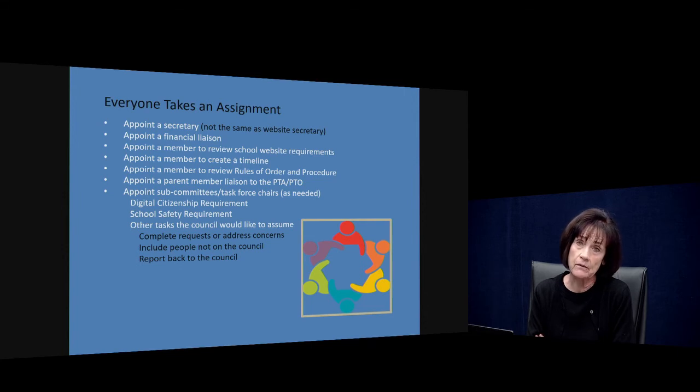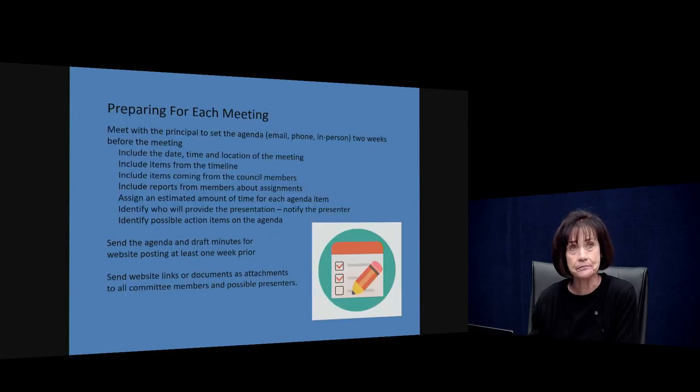As the volunteer arm of the school, you should be working together. You should know what each other are doing. And then you can appoint subcommittees. You may not be ready to appoint the subcommittees at the first meeting, but please be aware that the digital citizenship and school safety assignment could be assigned to a subcommittee or a task force who prepares a plan. What is it that our council is going to do this year? And then bring it back to the council for approval. Lots of assignments, lots of work to do. Everybody can take an assignment.